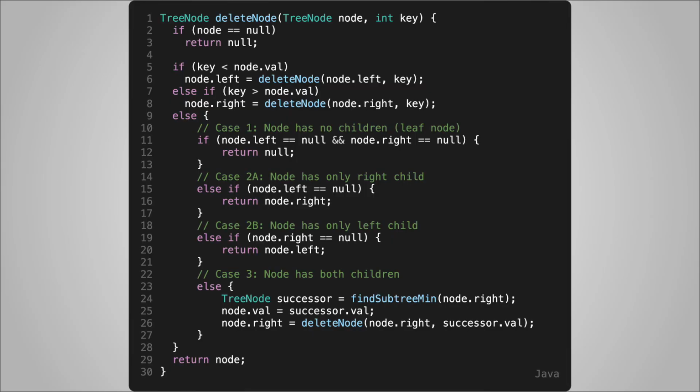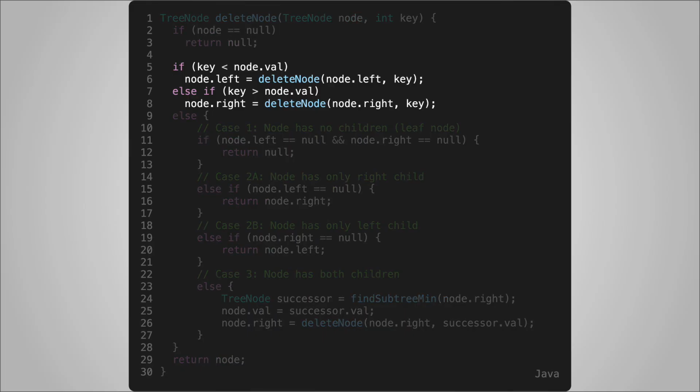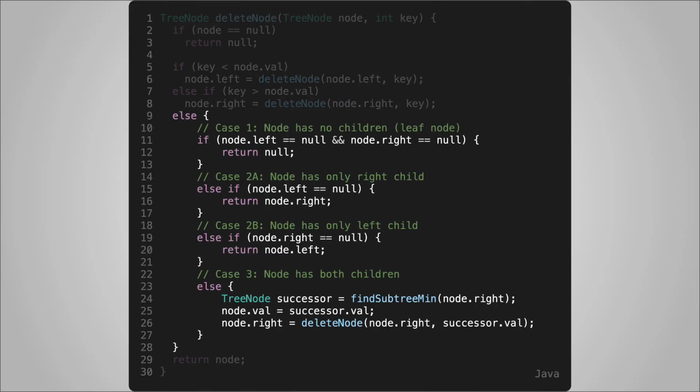Now let's look at the code. This is a recursive implementation, and here's a summary of what it does. If the current node is not the node to delete, pass down the delete operation to its left or right child. Notice that the return value is assigned to the child. We'll mention this later. If it is the node to delete, handle it according to the three cases.